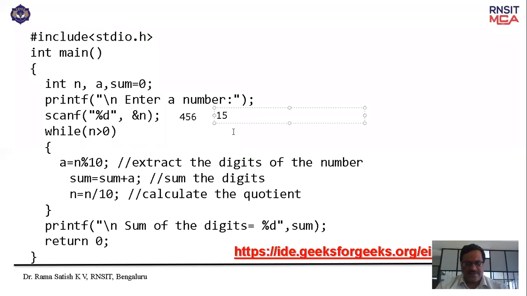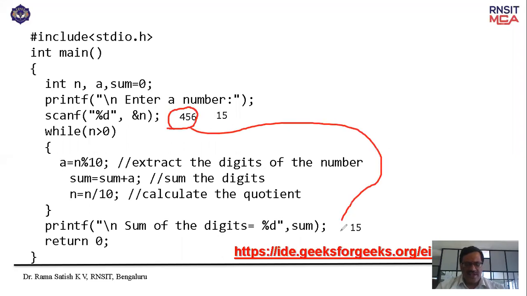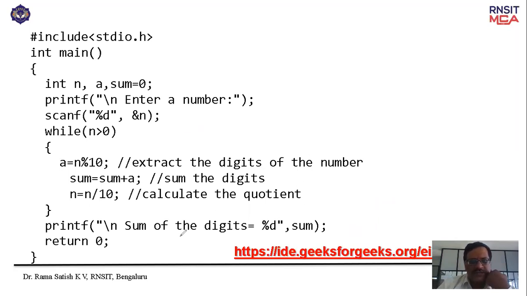That answer, 15, is what it is going to print here. So you have given the input 456 and it has separated all the digits and calculated the sum of all these digits. It is 15. So this is the program. This program is to find the sum of digits.